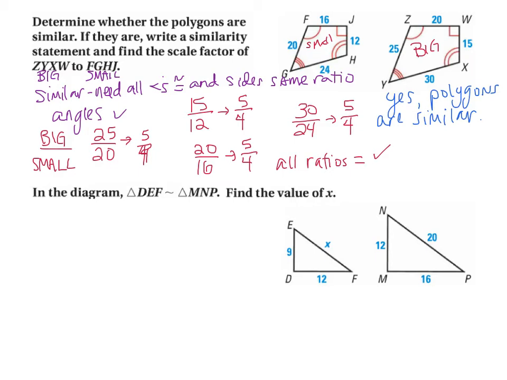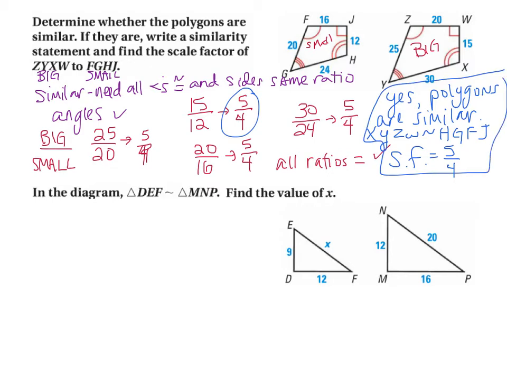So first off, for the similarity statement, we need to pair up our different letters. So we can say X, Y, Z, W is similar to, and then do it in the same order. So H, G, F, J. My scale factor is going to be this number that I found already, and that would be my 5 over 4 is my scale factor.